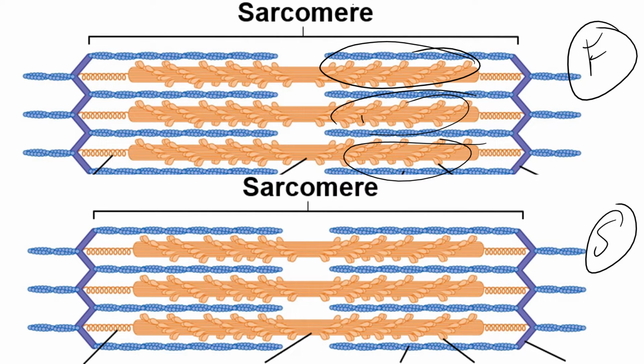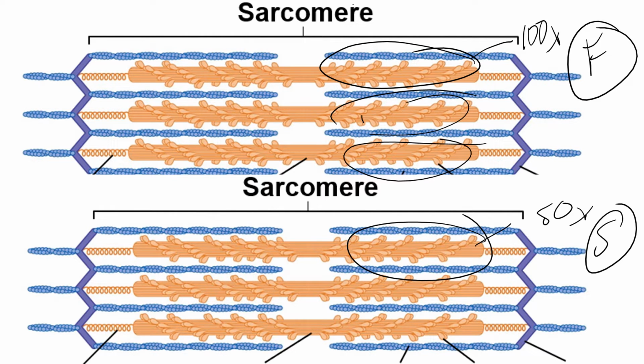So within the fast twitch muscle fiber, in my example, I said these myosin heads can cycle 100 times over the course of a second. Okay. And in the slow twitch muscle fiber, the myosin heads can cycle 50 times over the course of a second. So let's say this a little bit more accurately this time.